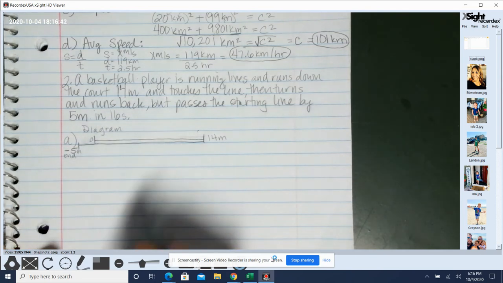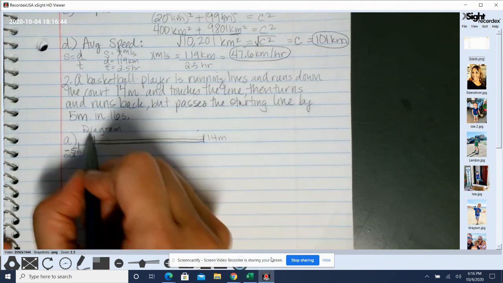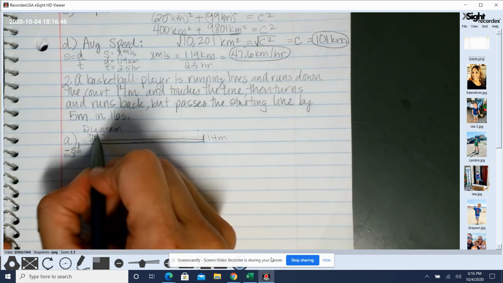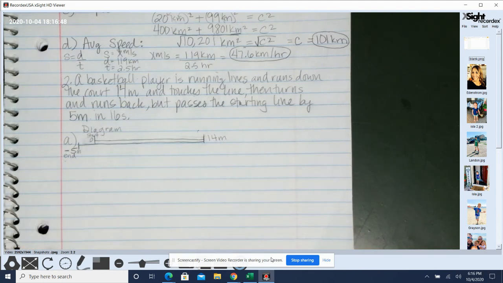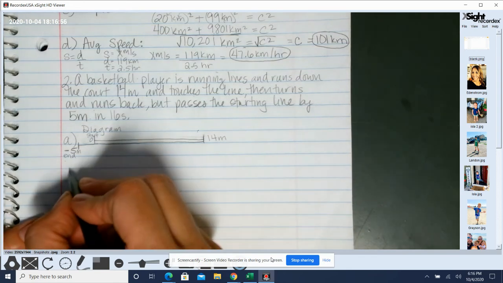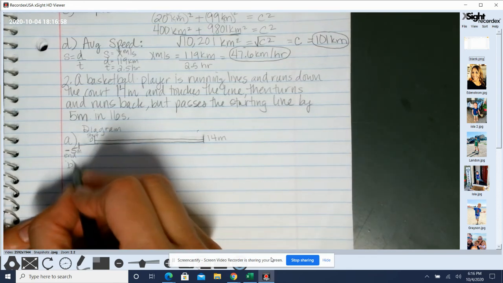Okay, so this is their beginning, their start at 0. Their end was at negative 5. So this 14 meters over here doesn't mean anything for the start or the end, but that is part of the total distance they went. So with that said, we need to do distance. So B is distance.